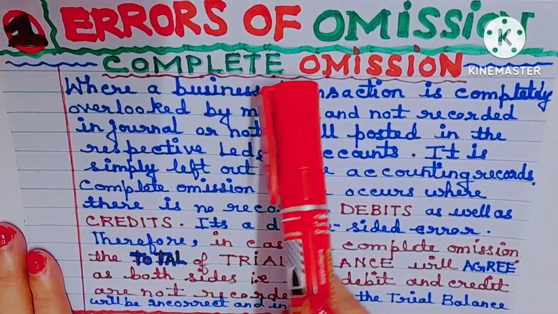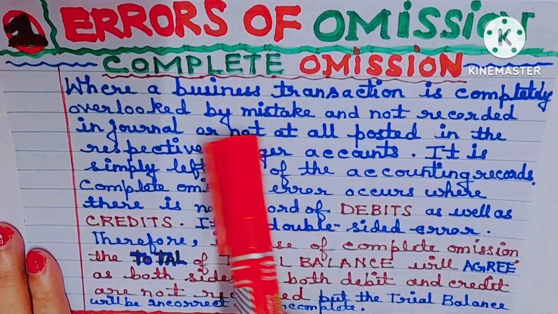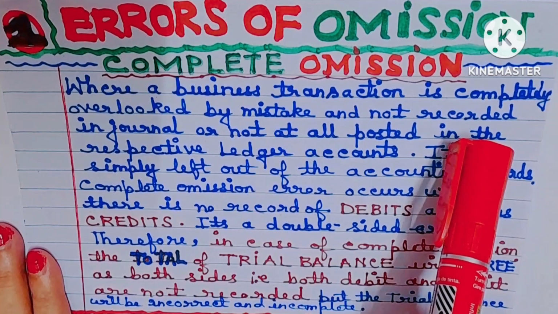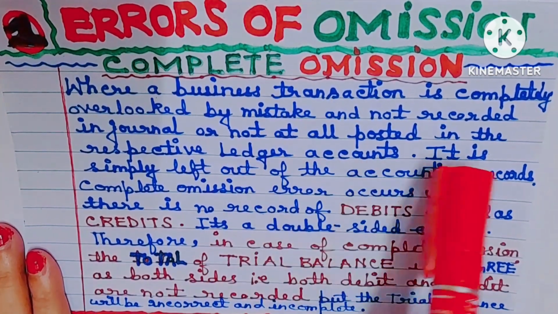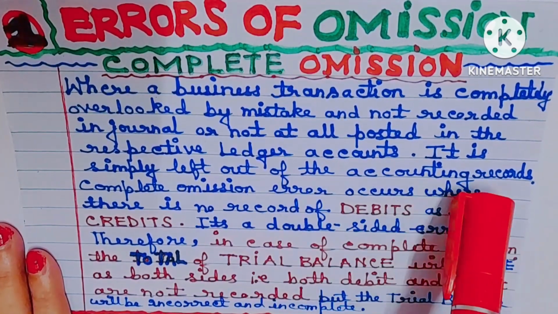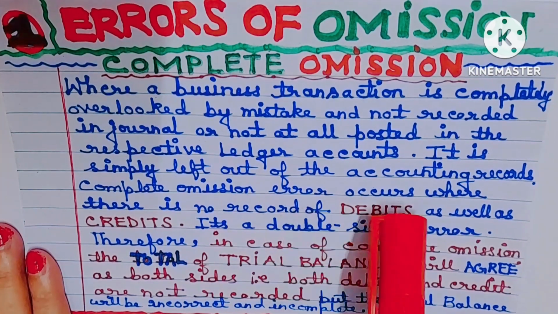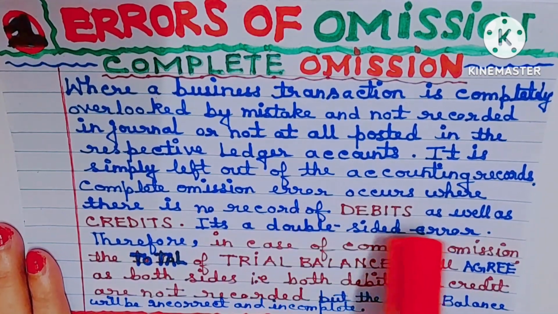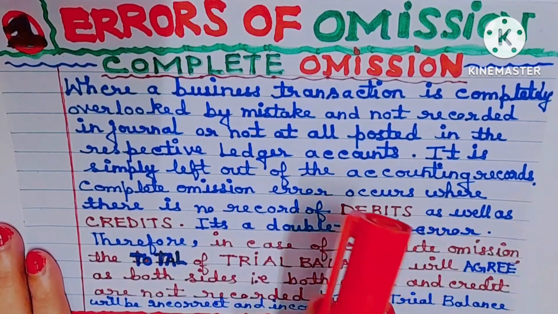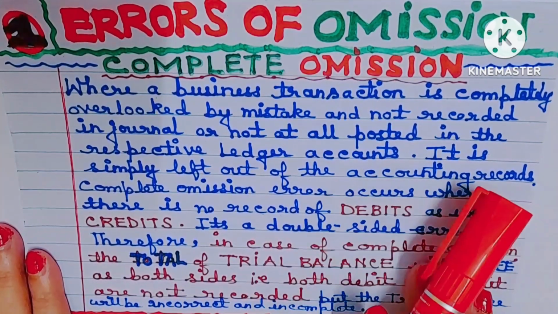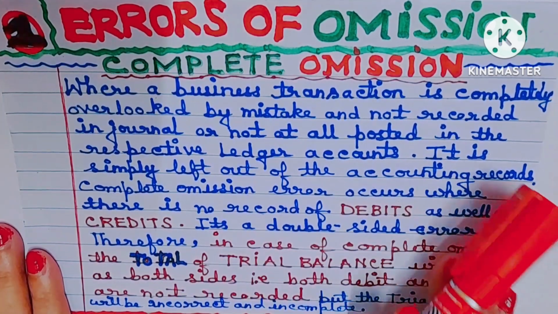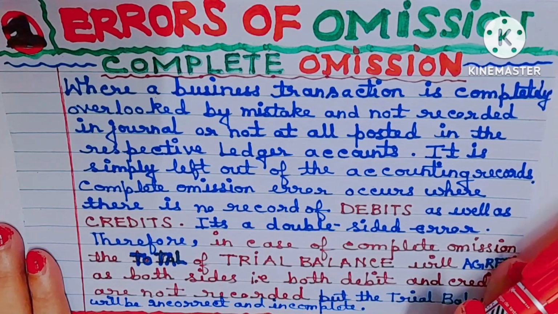Now what is errors of complete omission? Where a business transaction is completely overlooked by mistake and not recorded in journal or not at all posted in the respective ledger accounts. It is simply left out of the accounting records. Complete omission error occurs where there is no record of debits as well as credits. It is a double-sided error. Okay? Debito kono entry nahi, credito kono entry nahi. That means debit side o kono entry record hoy ni, credit side o kono entry record hoy ni. It is a double-sided error.